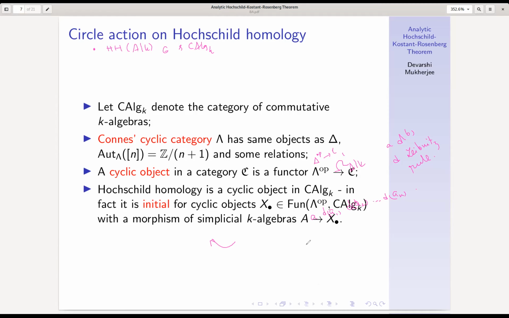Sorry, the homology, not the complex. Oh, okay. So when I say Hochschild homology from now on, I just mean the Hochschild homology complex, not the homology groups. Classically, it's in the book of Loday. We can show that this is initial for cyclic objects, and particularly it is also a cyclic object. So now we know a second additional structure that it has.